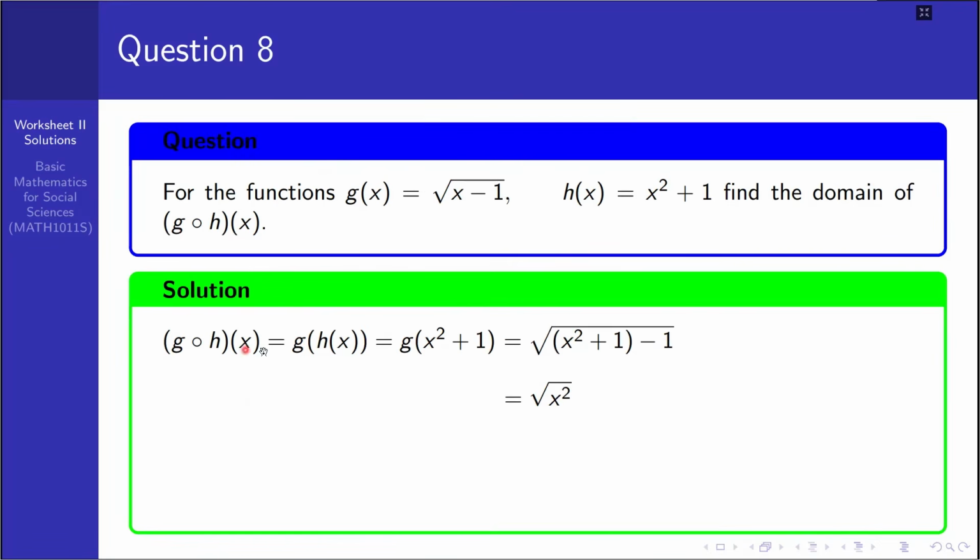Whenever g composed of h of x is this, this is always positive, so that this is always defined for any real number, so that the set of real numbers could be the domain for g composed of h of x. Since x squared is greater than or equal to 0 for all real numbers, the set of real numbers can be considered as the domain of the given function.